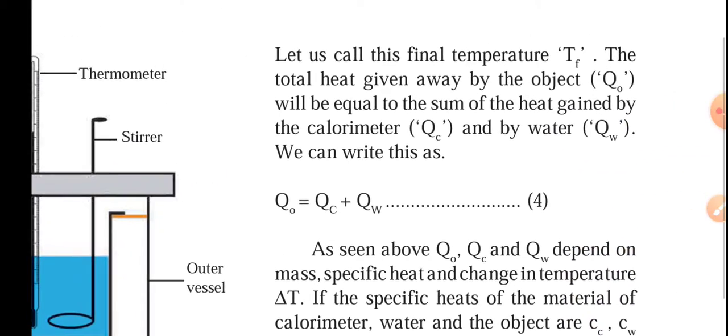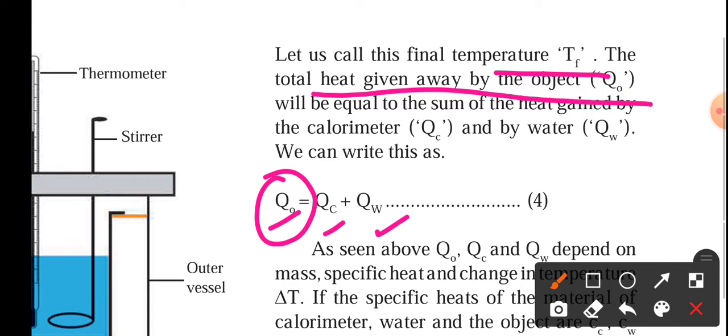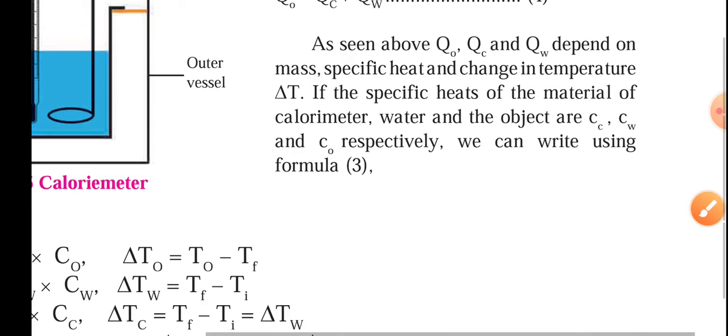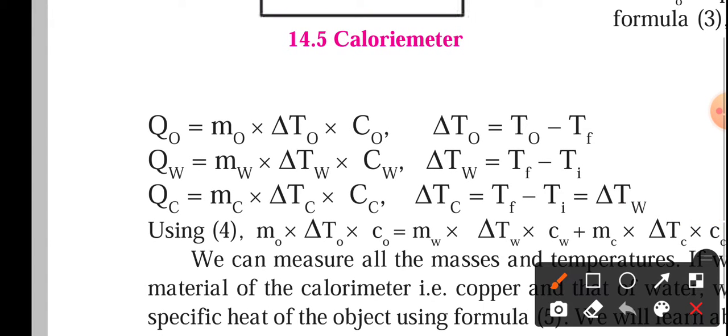Now here some of the things they have mentioned. Let's call the final temperature Tf. The total heat given away by the object is Q_O for the object, C for the calorimeter, and W for the water. So calorimeter and water, whatever heat they are absorbing, that will be equal to the heat lost by the object. Now further, what we are supposed to do over here is to write all the values.